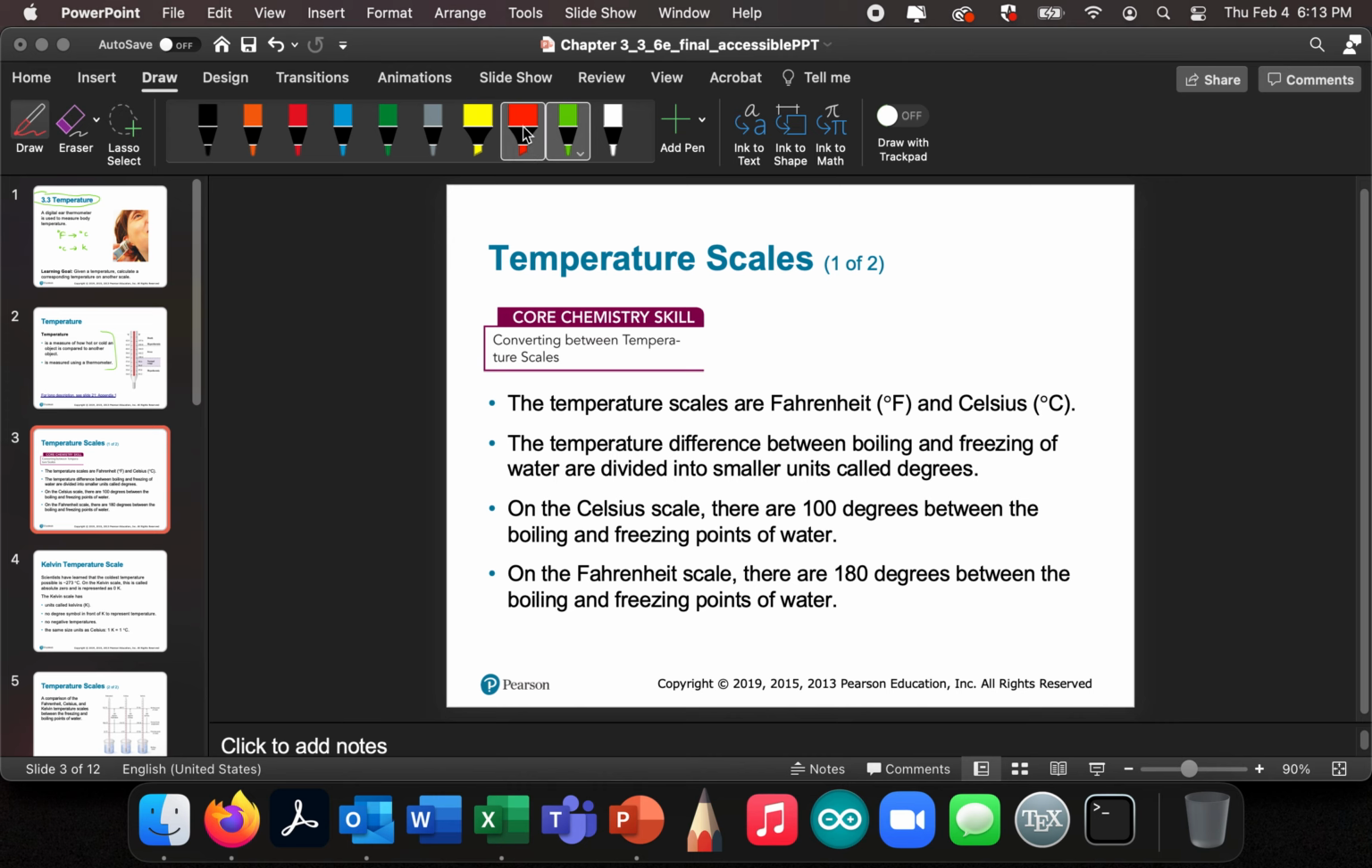The core chemistry skill here is converting between temperature scales, okay? So first of all, the temperature scale between Celsius and Fahrenheit. The temperature difference between boiling and freezing is divided into smaller units called degrees, right? On the Celsius scale, there's 100 degrees between boiling and freezing. And on the Fahrenheit, there's 180, right? So that means that the degrees in Fahrenheit are actually smaller increments because they're divided up more finely.